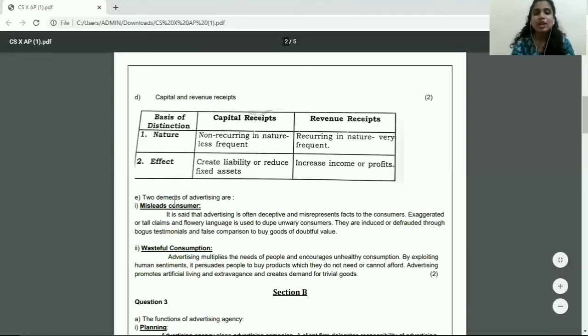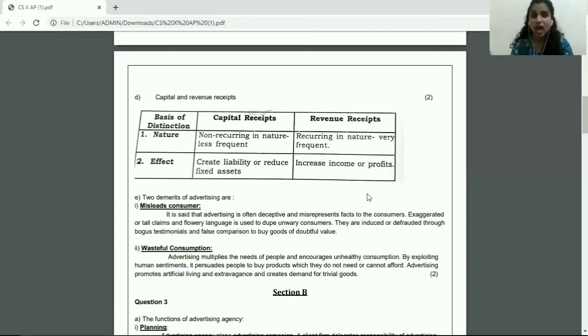Moving on to question 2E. State and explain any 2 demerits of advertising. Write the statement first. The 2 demerits of advertising are, write 2. Since it's a 2-mark question, write any 2 demerits you're comfortable with. Create head points, number those head points, underline those head points, and write suitable explanations trying to explain those head points. So 1 mark for 1 head point and explanation. If you've written 2 head points, 2 demerits and explanations to those, you earn your 2 marks.